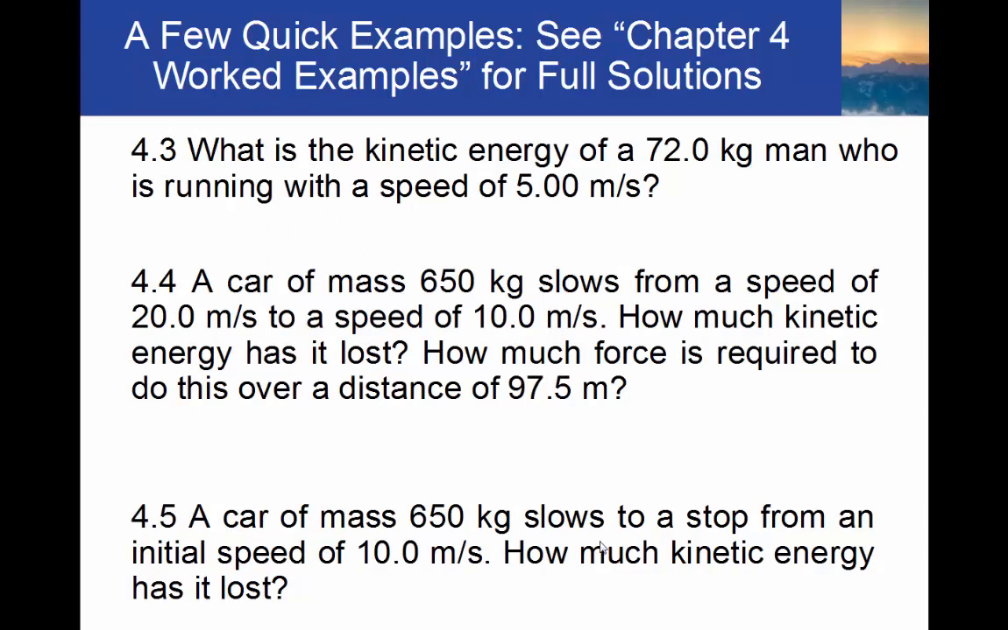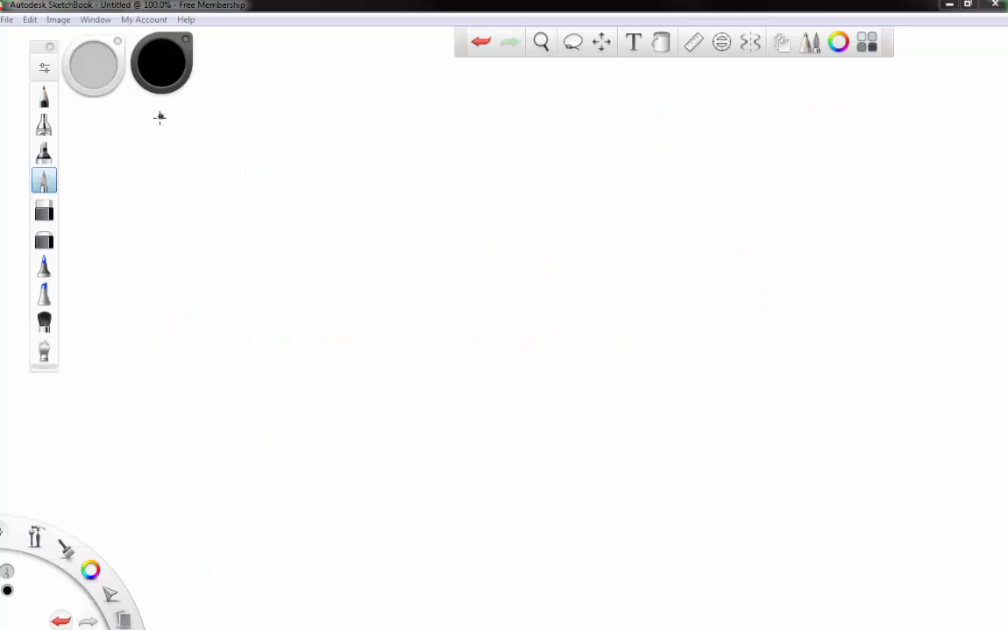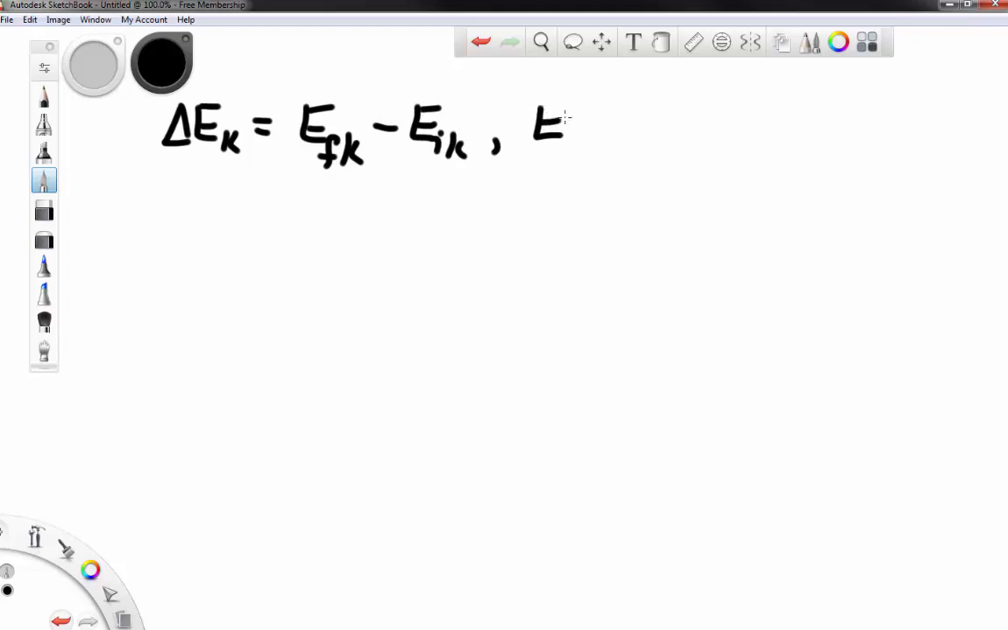One more problem on these notes, which is what happens if the car of mass 650 kilograms slows to a stop from an initial speed of 10 meters per second? Specifically, how much kinetic energy has it lost? To do this, we have to figure out how much energy it has to begin with. Basically, the change in energy is going to be whatever is the final kinetic energy minus whatever was the initial kinetic energy. And finally, it is stopped. So that means that finally it has 0 joules.